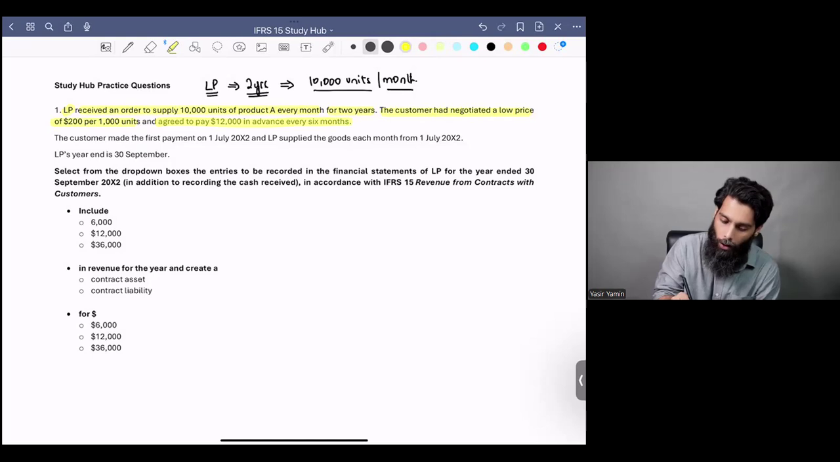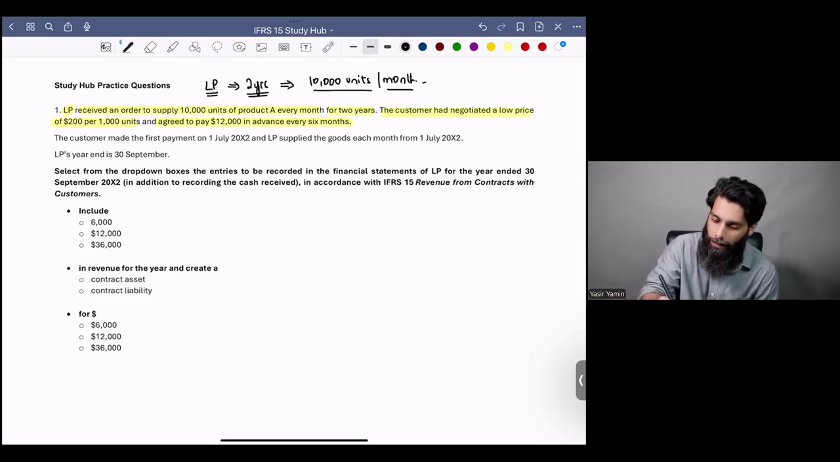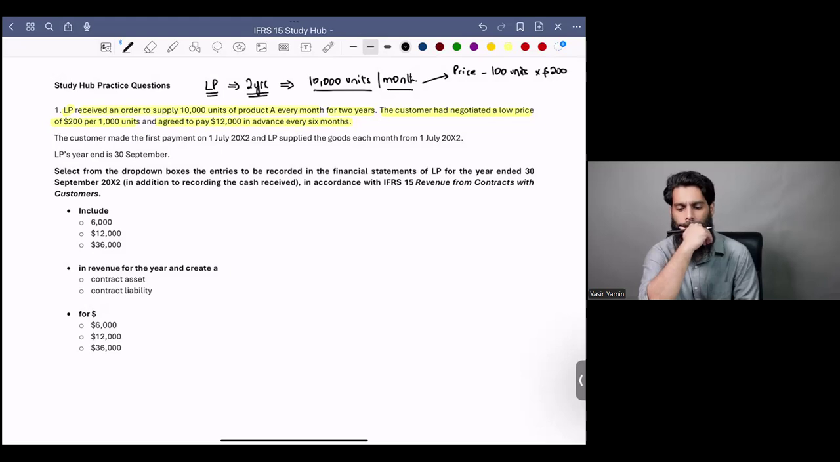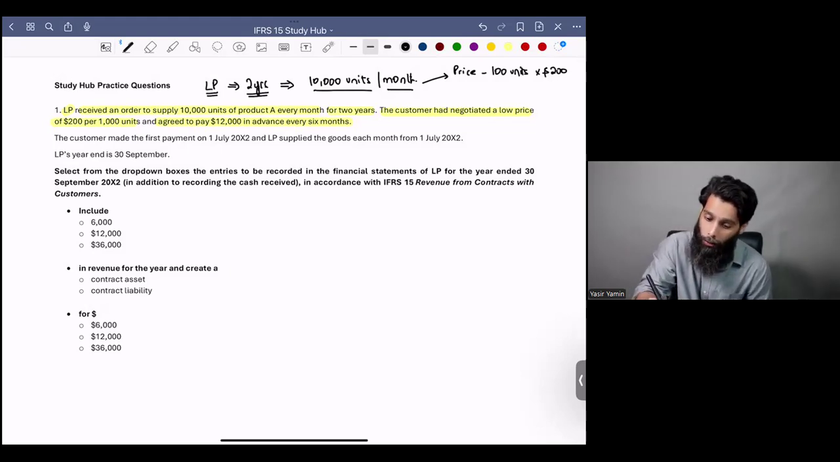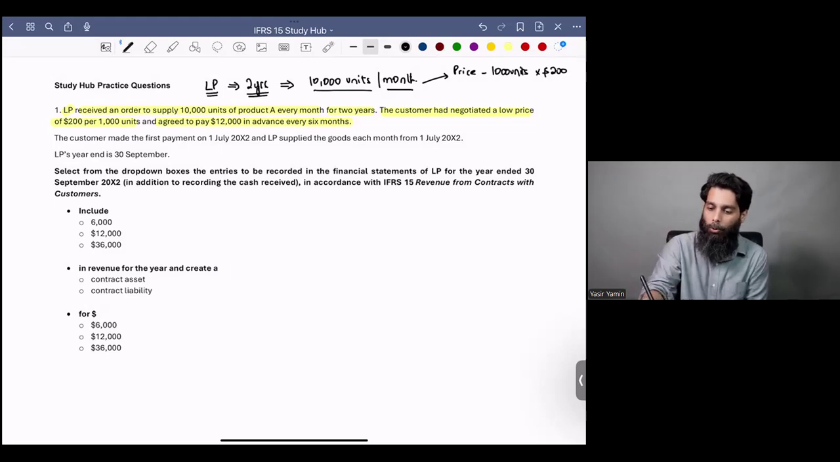The examiner says the customer had negotiated a low price of $200 per 1,000 units and agreed to pay $12,000 in advance every 6 months. Now, there is some math involved. The prices that were agreed were such that for 1,000 units, the price is $200.